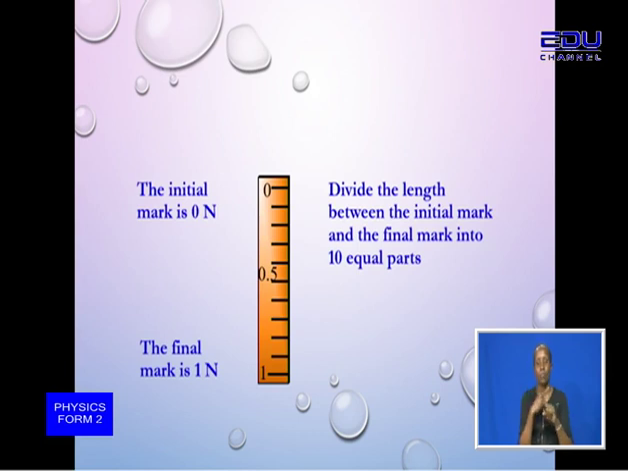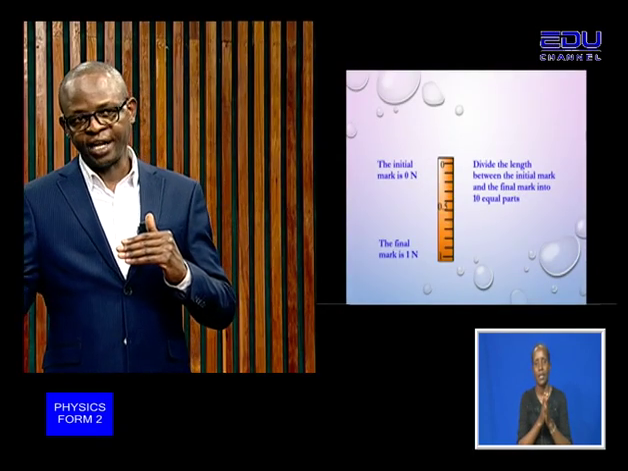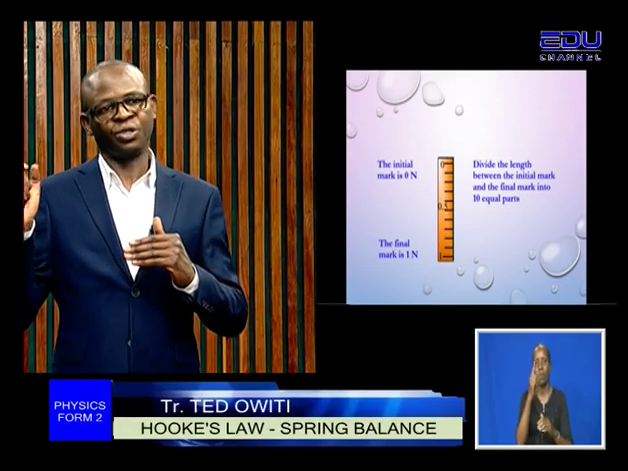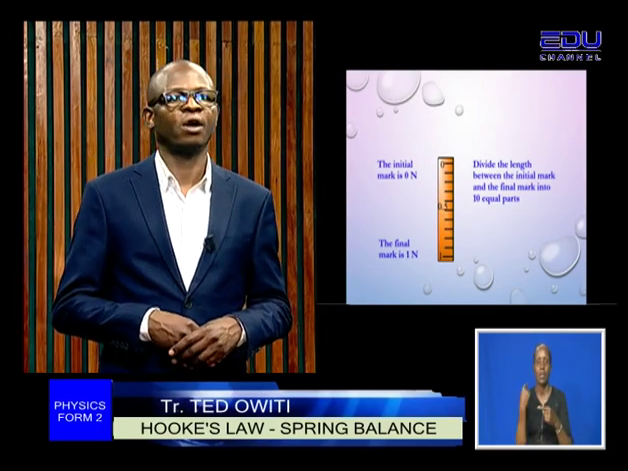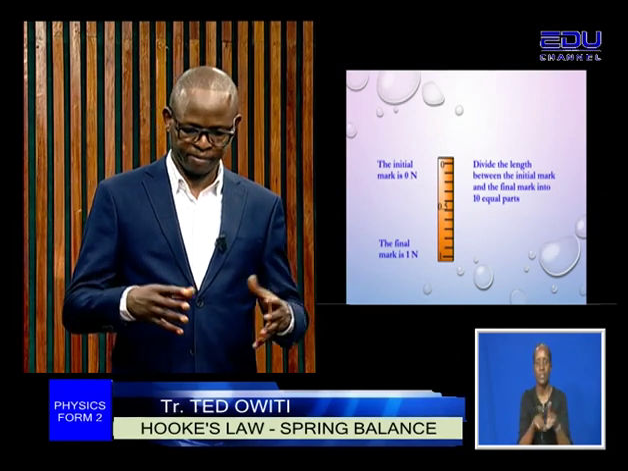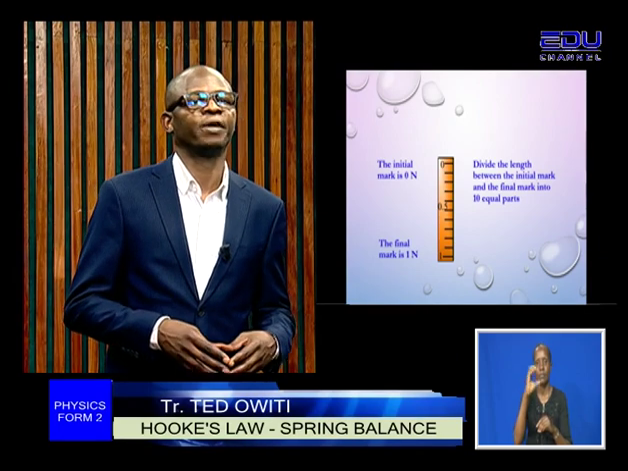So we can use this method to calibrate any number of springs that we want. We don't even have to know the spring constant, just the initial mark and a known weight, like 1 newton or 2 newtons, so that when we hang it, we can divide it into the number of equal parts. Remember, the scale of a spring balance is uniform. So that is calibrating a spring balance. I hope you try it at home and measure some unknown weights.